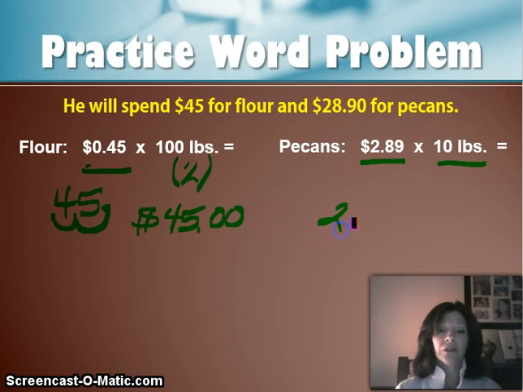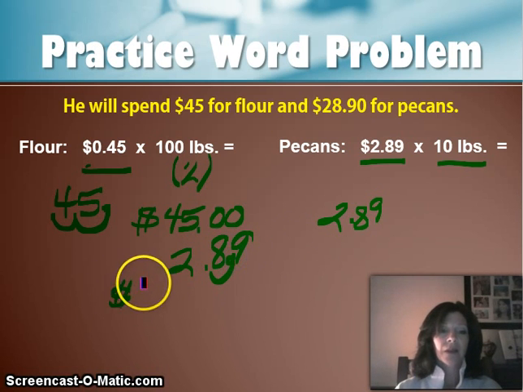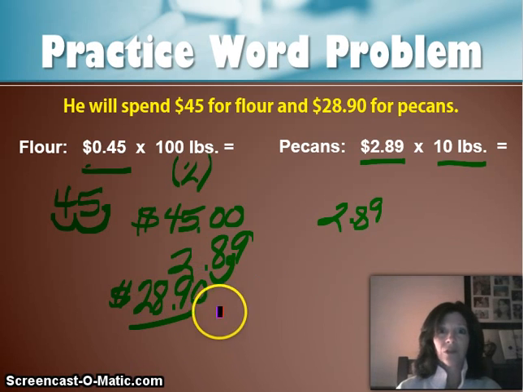For your pecans, your decimal point is here. So let's move this over here. 289. You only have 1 zero. Move it 1 place to the right. And this will be $28.90. How did you do? Hopefully you did well.